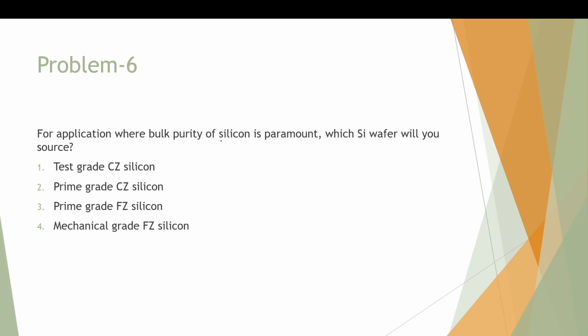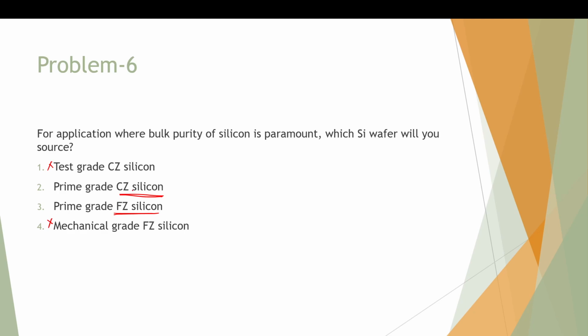For an application where bulk purity of silicon is paramount, which silicon wafer will you source? Basically they are asking which is the purest silicon. So definitely not the test grade or the mechanical grade. These are sub-quality compared to prime. Prime grade is the best grade, and prime grade also has two variations here, CZ silicon or FZ silicon, Czochralski or float zone.